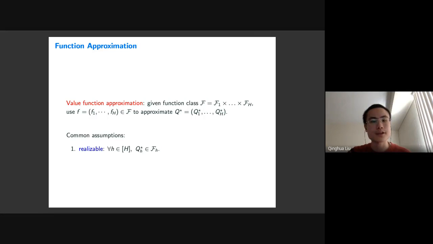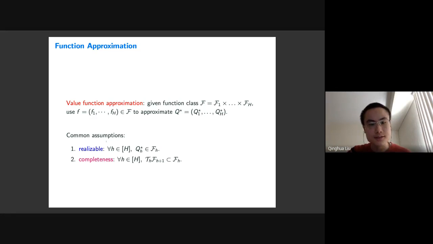In function approximation, there are two commonly made assumptions. The first one is realizability, which is basically assumed by all prior works. Realizability essentially says our model is not misspecified: the optimal Q value function lies in the given function class. And the second one is completeness. We have two algorithms. One of them requires completeness, and the other one does not. So this is like an optional assumption. But still, completeness is assumed by a lot of prior works and is necessary for some specific settings.